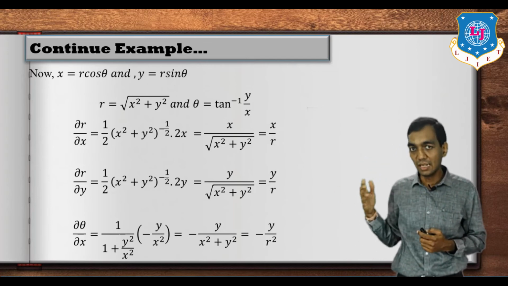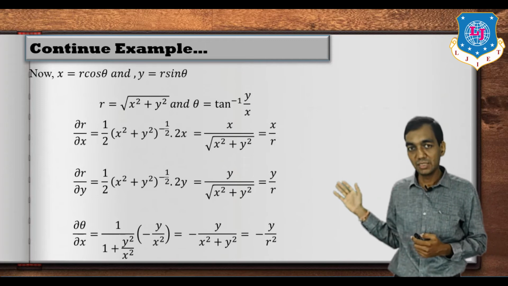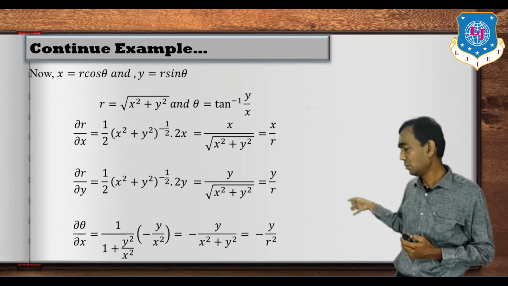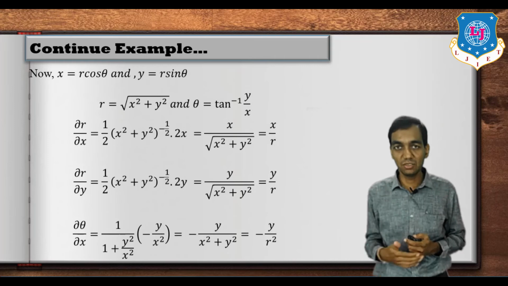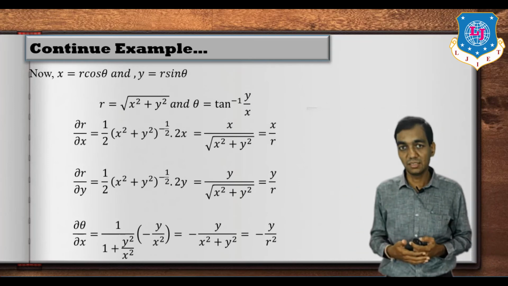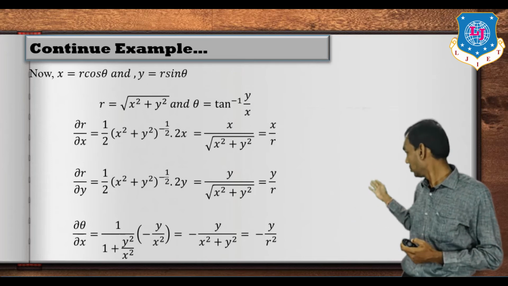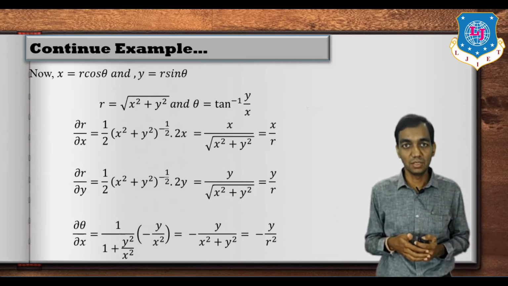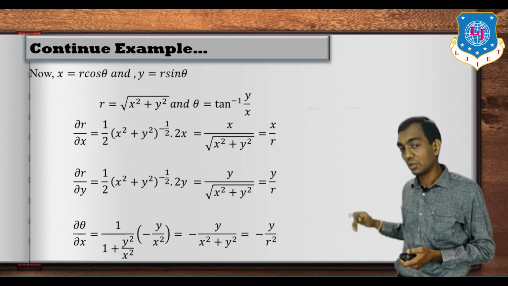Now del r by del x, that means the derivative of the root, that will be 1 by 2 into (x square plus y square) raised to minus 1 by 2 into the derivative of x square plus y square, that is 2x. That means it is x upon under root of x square plus y square, and that is nothing but x upon r.